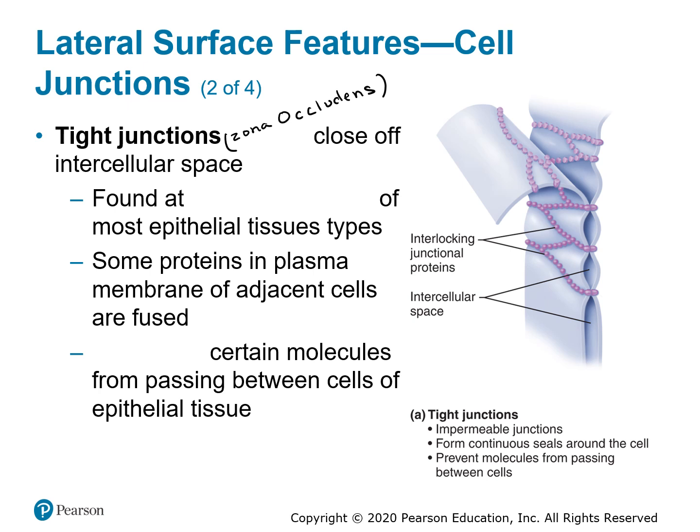These tight junctions are found in the apical region. What is the apical region again? The top part of most of your epithelial cells, okay? Some of the proteins from the plasma membrane of cells next to each other get fused to each other, so they make a little door that blocks things off, okay? And like I said, they are there to prevent certain molecules from passing between cells within epithelial tissue.